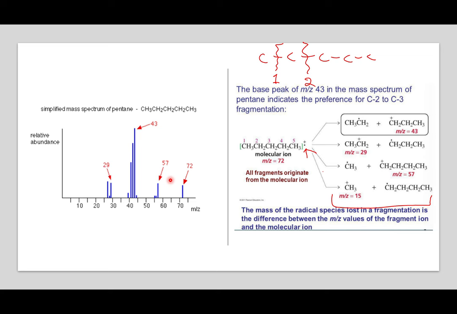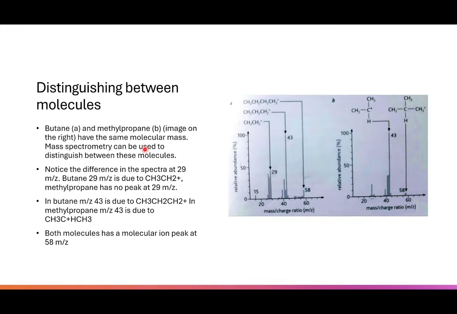Let us move on in the interest of time. How do we distinguish between molecules now? Looking at this picture that I have right here, hopefully it's legible, butane is in A and methylpropane is B. We can see that they produce two distinct mass spectra. They have the same molecular mass, however mass spectrometry can be used to distinguish between these molecules. Even though they possess the same mass, we can still figure out the difference because they are structurally different.